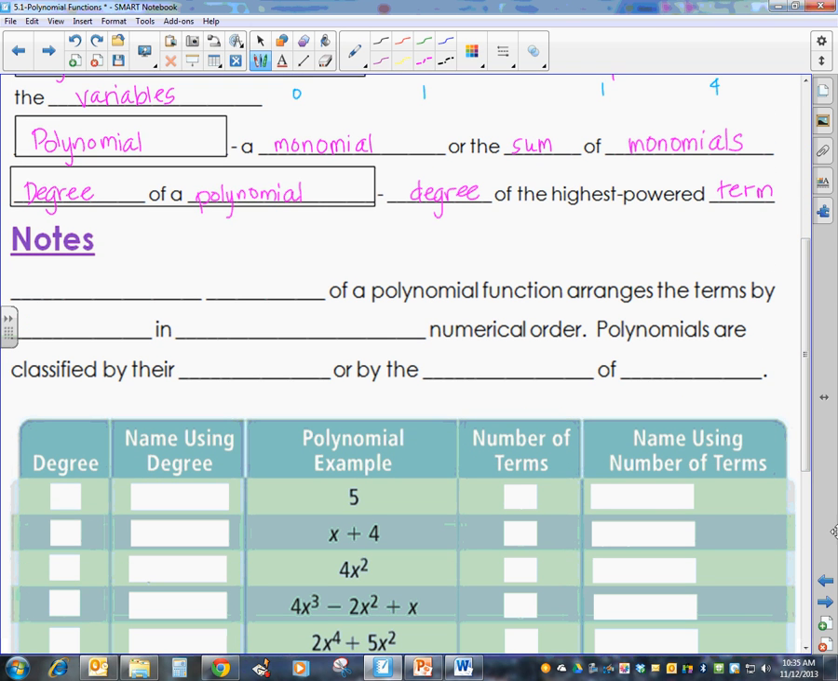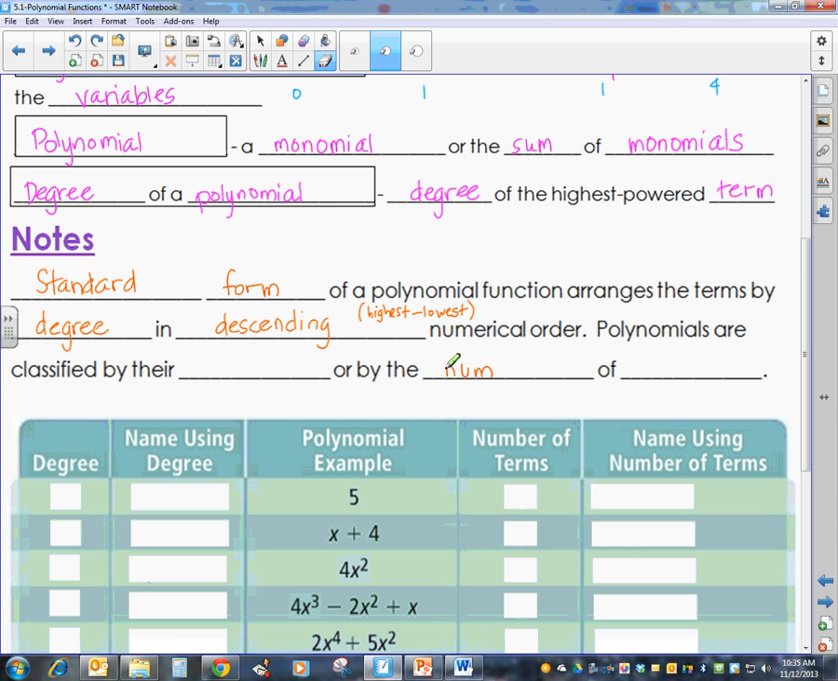Okay? Next, we need to talk about standard form, and the standard form of a polynomial function arranges the terms by degree in descending order. Descending means that we start at the highest and we go to the lowest. Polynomials are classified by their degree or by their number of terms.